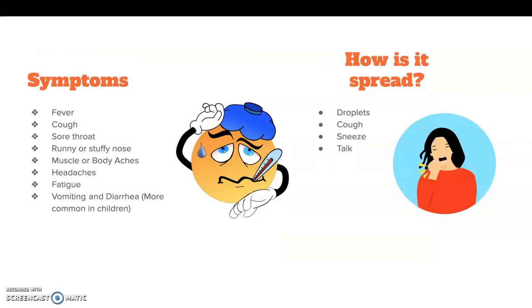Symptoms and spread. When a person has the flu, symptoms usually come on suddenly, and they often experience fever, cough, sore throat, runny or stuffy nose, muscle or body aches, headaches, fatigue, and some may experience vomiting and diarrhea, though it is more common in children. The flu is spread through air droplets when people cough, sneeze, or talk. The droplets land in the mouths or noses of people who are nearby and get inhaled into their lungs.